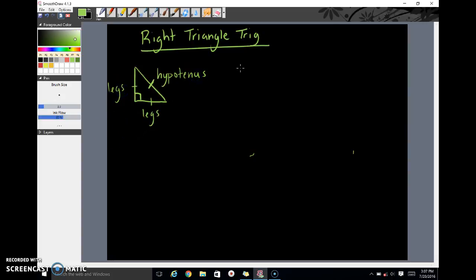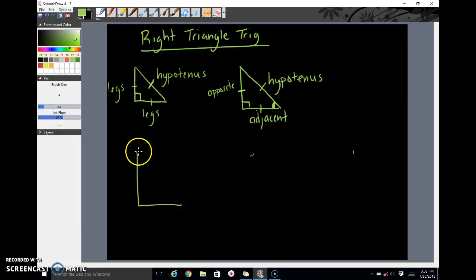So if I give you a right triangle, but I tell you that I'm coming from a specific corner, then the hypotenuse stays the same, but my legs now have new names. The leg opposite the angle, if I'm coming from the bottom right-hand corner angle, is called the opposite leg, and the leg adjacent, or next to that angle, is called the adjacent leg. That can switch up if I tell you to come from the other angle.